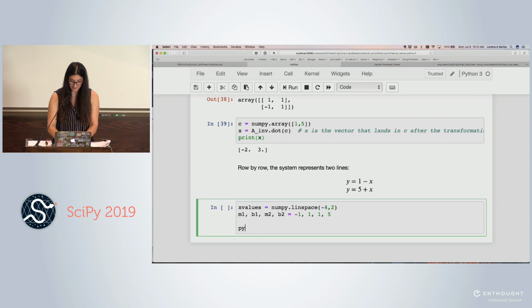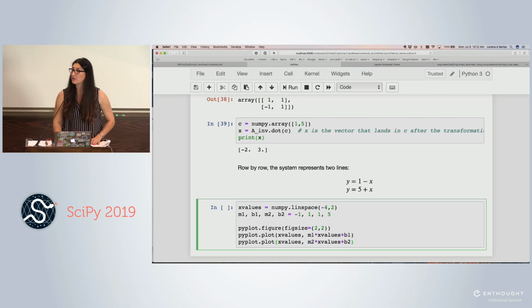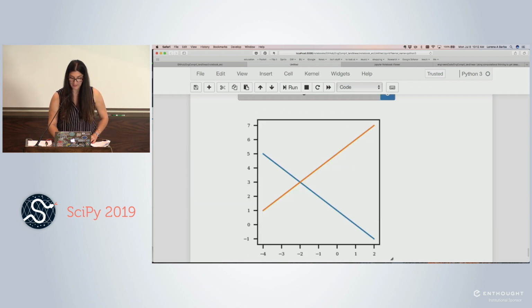So let's do a pyplot.figure. Let's do figsize equals, let's do a square figure, 2 by 2. Let's do pyplot.plot of the first line. So we're going to create x values, and in the y direction we're going to do m1 times x values plus b1. That's the first line there, mx plus b. And the second line, pyplot.plot, x values is the same, but it's m2 times x values plus b2. Those are our two lines. And let's see, here's our result.